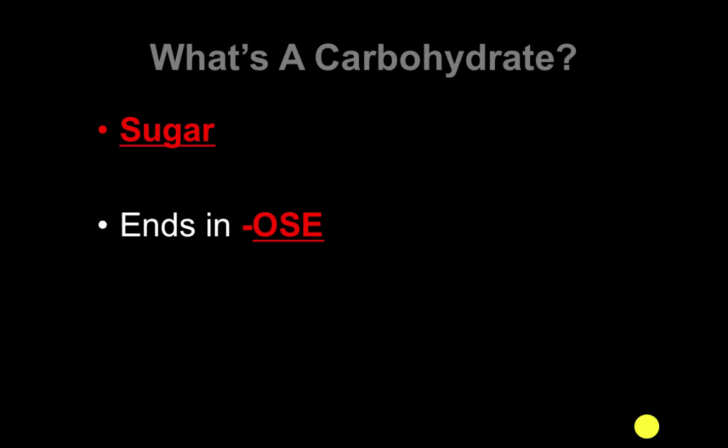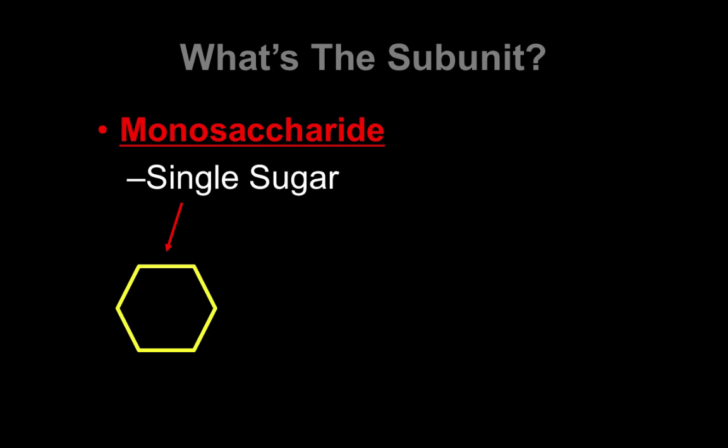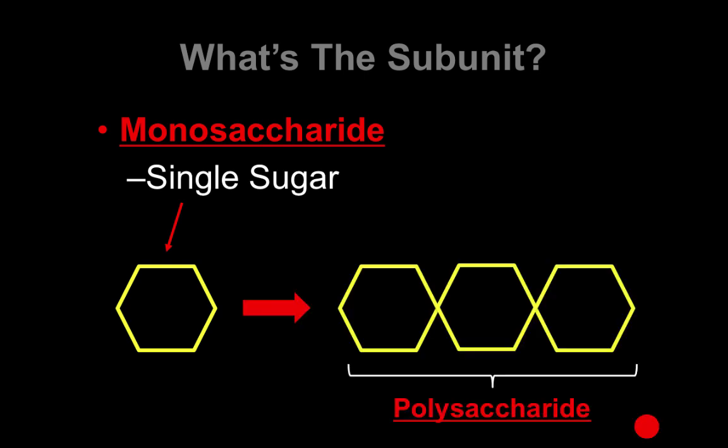I'll show you some examples and you can see how that works. So what's the subunit of a carbohydrate? It's a mono, so remember one, saccharide, which means sugar. Another way to think of this is it's called a single sugar. And these sugars are very often rings, like you see here. Now if we bond together a bunch of these monosaccharides, we can make a polysaccharide, which is a much more complex sugar.